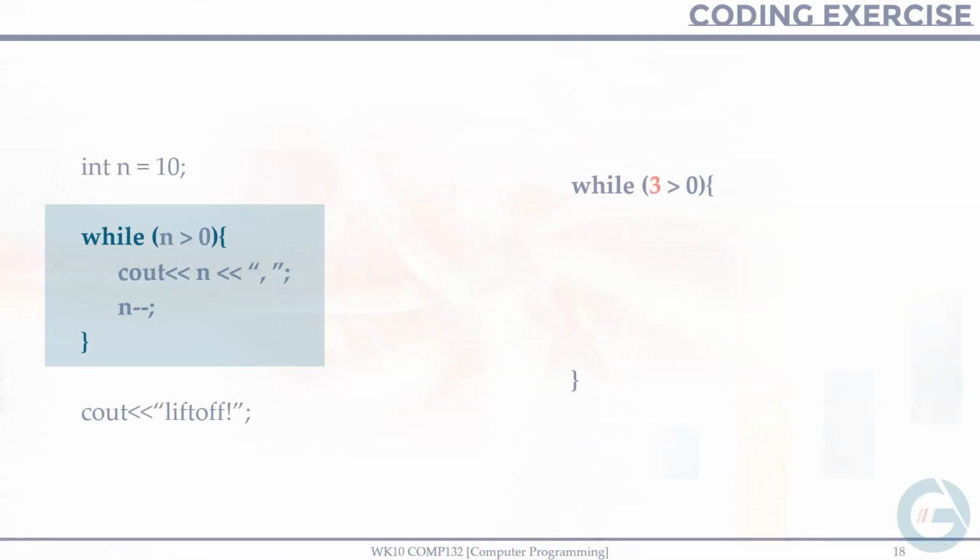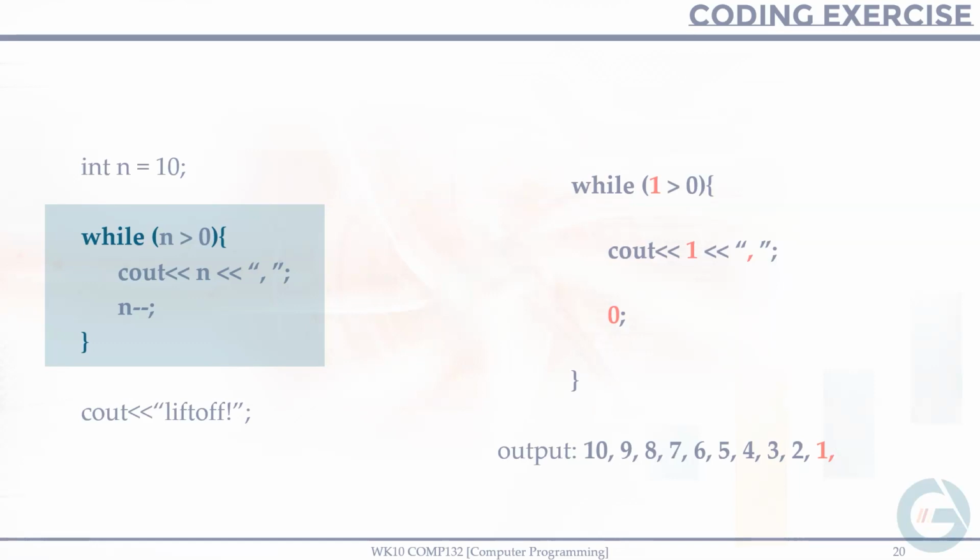Evaluate, that is true. Output that 3. Decrement, we have 2. Still true. Output that 2. Decrement, we have 1. So 1 is greater than 0, still true. Output that 1. Decrement, we have now 0. Now the new value of n is 0.